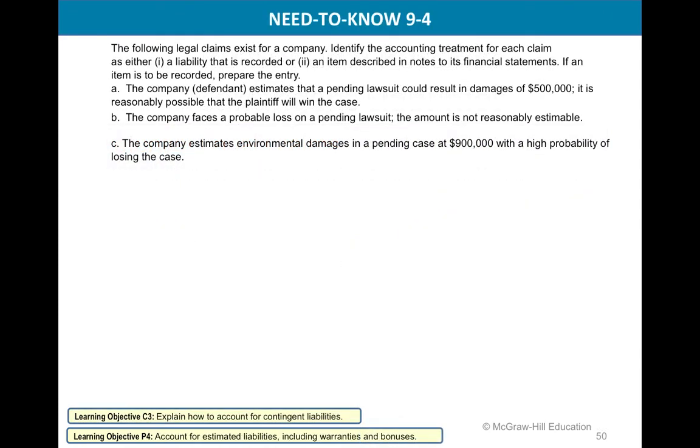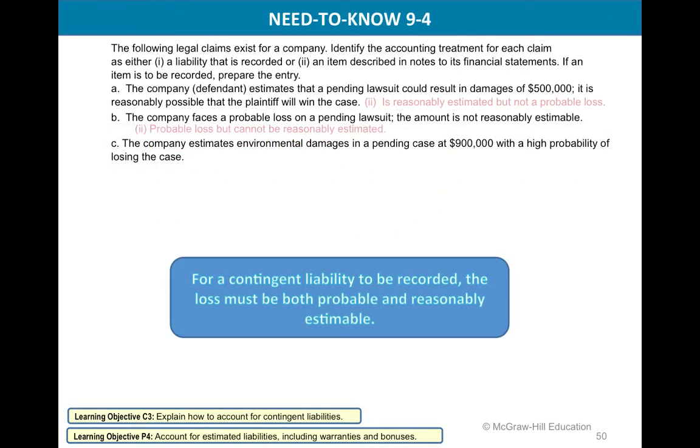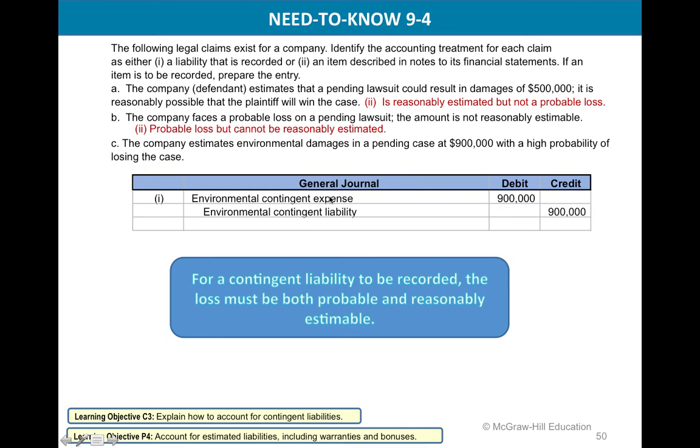Again, here, the company estimates the loss could result in damages of $500,000. Again, not a probable loss, so take into account certain things. Or environmental damage, but in the case of $900,000, it says here there's a high probability of losing the case. So here, we record a contingent expense and contingent liability. It says, okay, we're probably going to have to pay out all this money because there's a high probability we're going to lose.